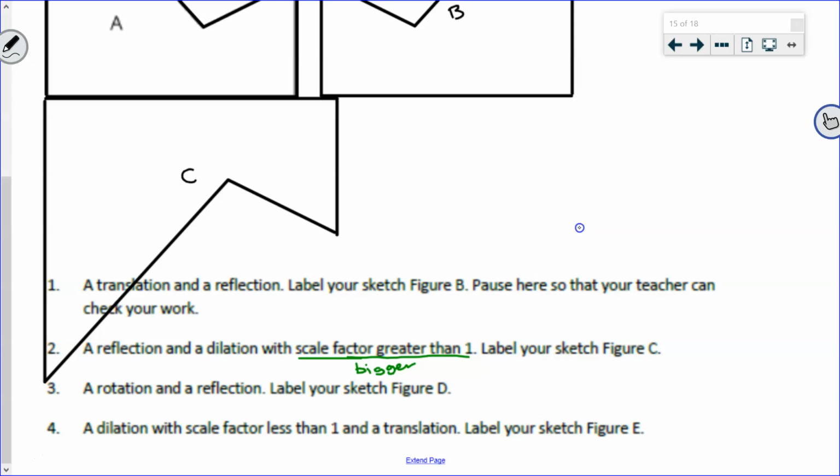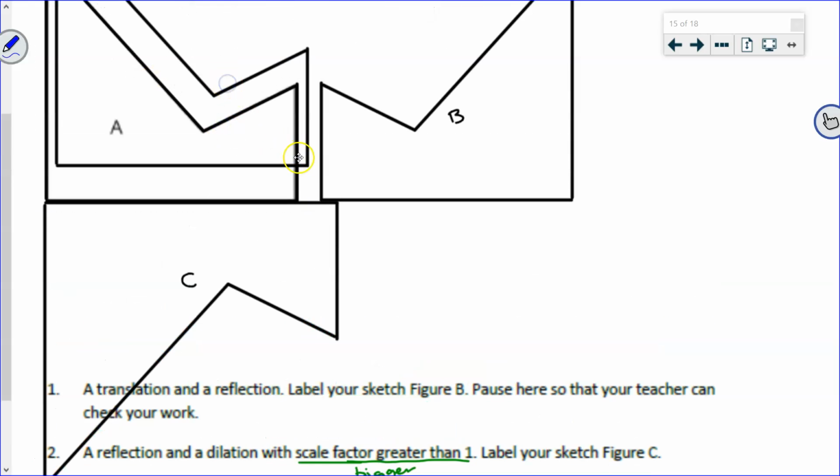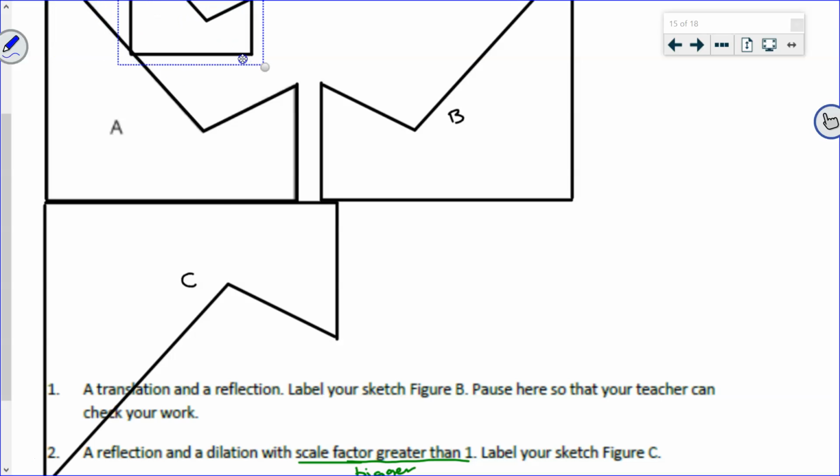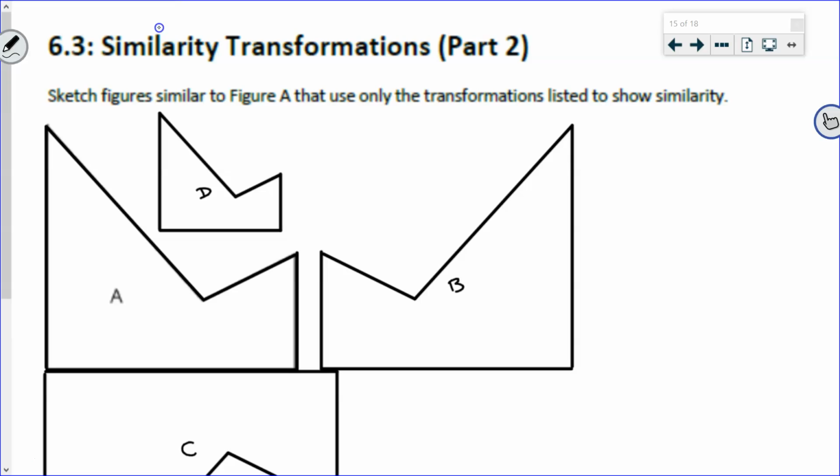Okay. And this is the last one that I'm going to make you do. We're going to skip down to number 4. A dilation with scale factor less than 1. A scale factor less than 1 is going to make it be smaller. And again, it doesn't say how much smaller. Even just a little bit smaller is still a scale factor less than 1. And it says a translation. So here's what I'm going to do. Translating it just a tiny bit. Scale factor nice and small. That one's labeled D. And I'm sorry that was rushed, but now we're ready for our summary.